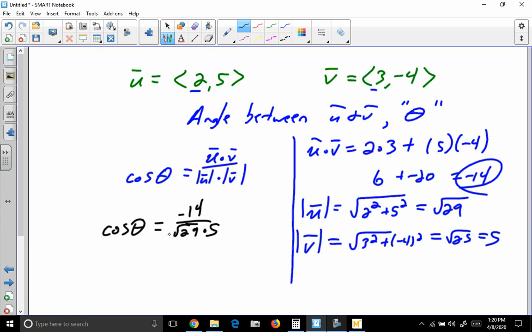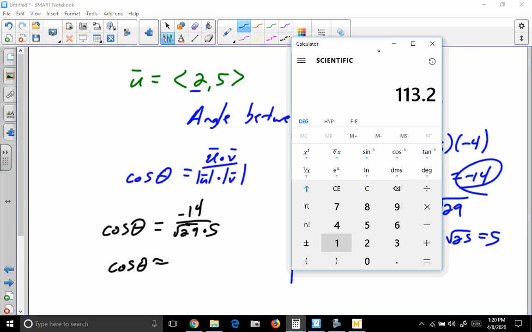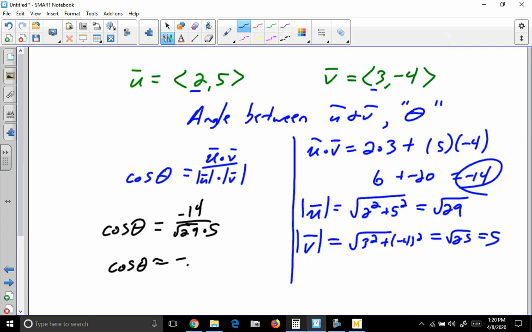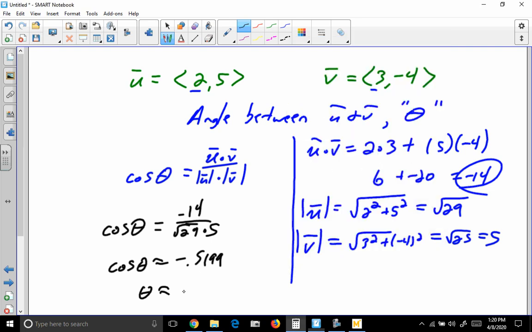So we can just get this as a decimal and then take inverse cosine. So cosine theta is about negative 14 over the result of the square root of 29 times 5. So that's negative 0.5199. So if we take inverse cosine, we get that to be about 121.3 degrees.